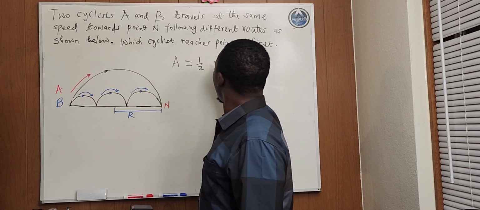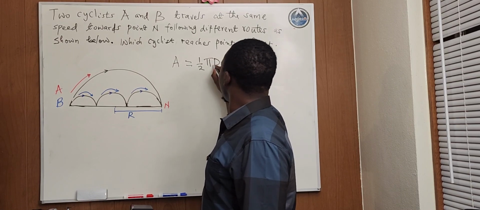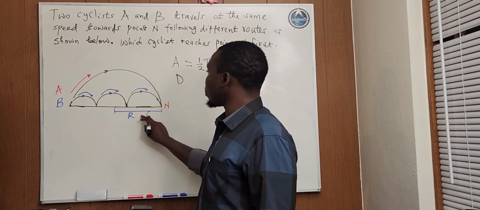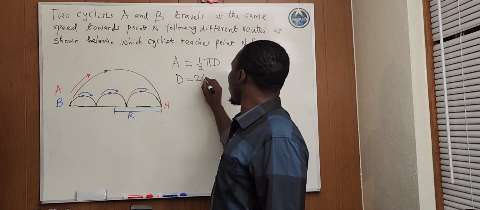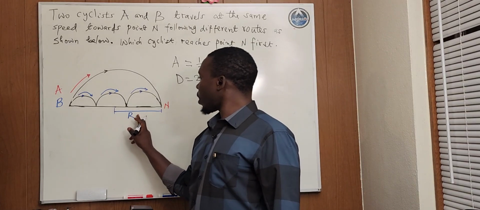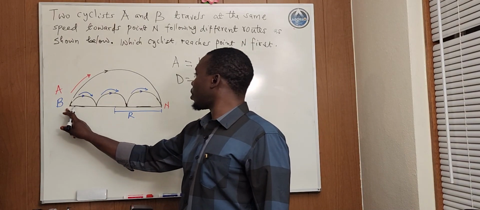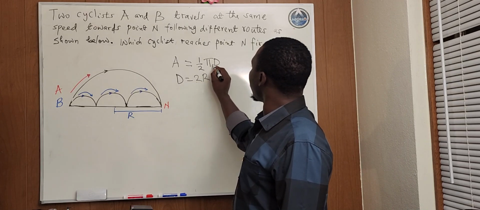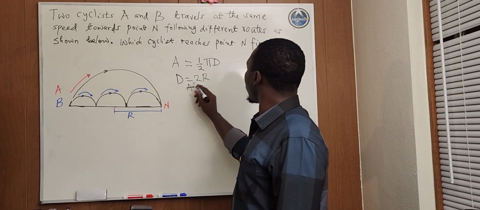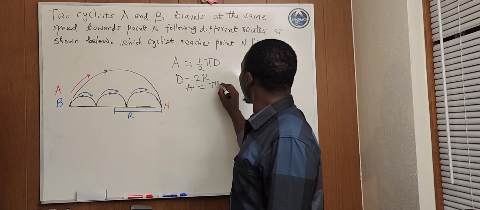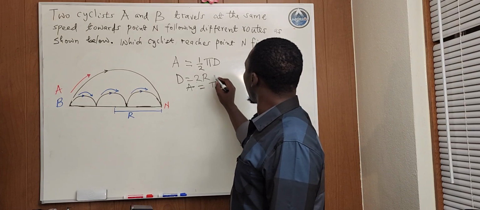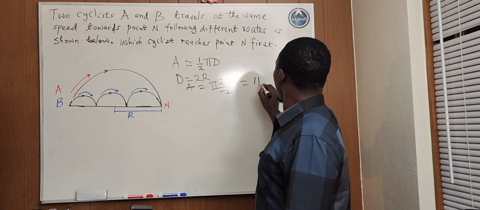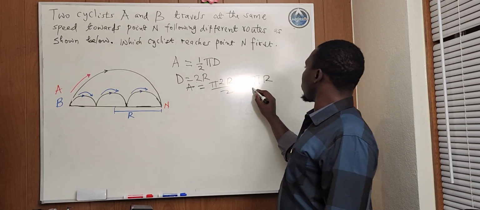half pi D. Here D is the diameter of the circle, which is given by 2r. R is the radius. If you add r two times, it will give you the diameter of the semicircle. So if we substitute for D here, we'll get that cyclist A took this distance to reach point N, which will now be 2r divided by 2, times pi, which is pi times r distance.